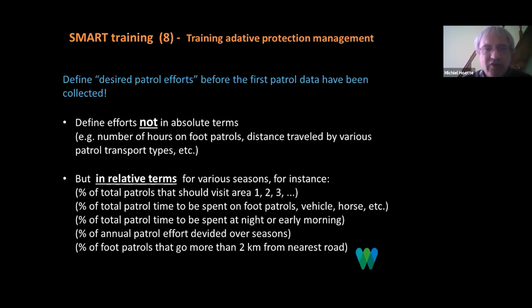But it's important to do it before you start collecting data, because my experience is if you don't do it, then a manager will look at the data that come in and claim that everything is perfect, that nothing really needs to be changed. To avoid that they become a little bit lazy and don't want to improve things, it's a good idea to define quality at least before you start.